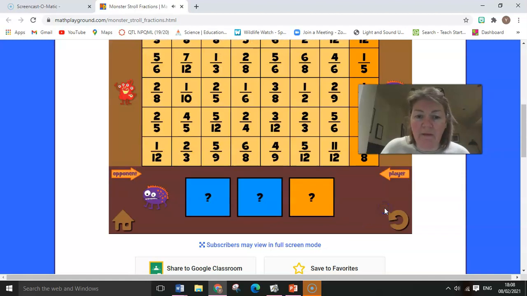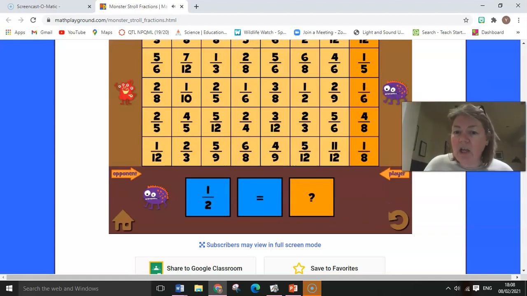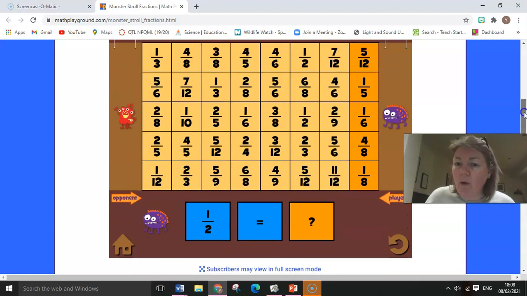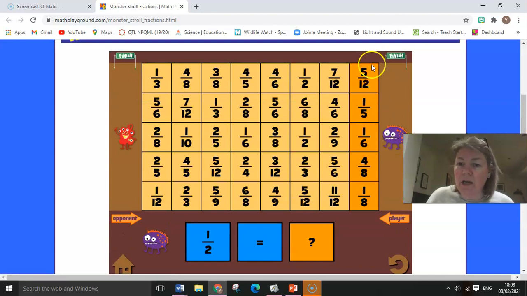So I'm going to click on the arrow, and here it is. So this is me, and this is my opponent. So the computer is playing against me. And what I've got to do is try and get my monster from the start all the way over to the finish before the opponent gets their monster from here all the way over to the finish.